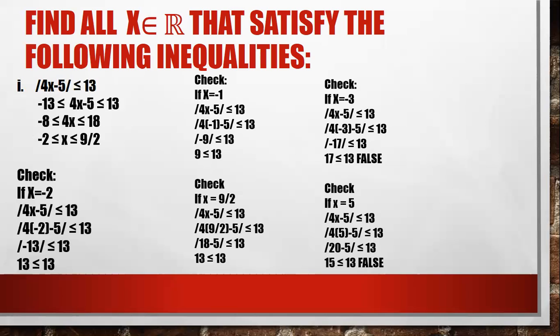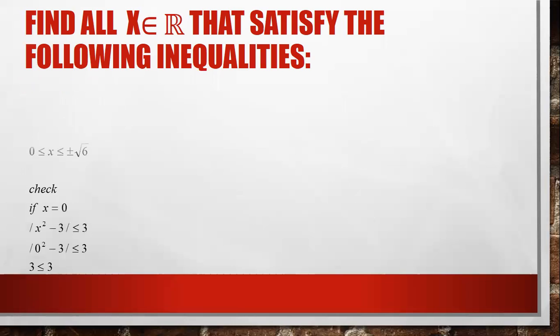So this time, let's try another problem. So we have this problem. The absolute value of x squared minus 3 less than or equal to 3. So again, we will use this way of solving. We can also rewrite this one as x squared minus 3 greater than or equal to negative 3 and less than or equal to positive 3.